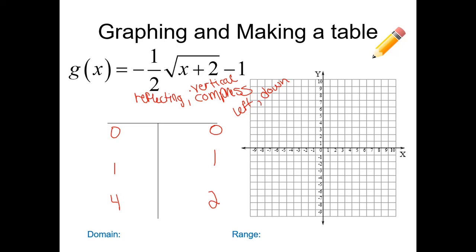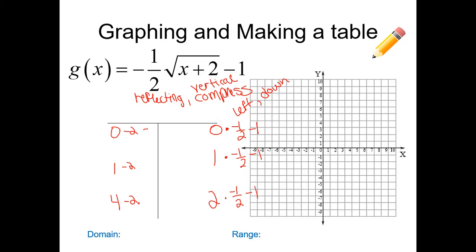So when I'm taking care of these, I'm going to take care of the left and right first, because that's inside of my square root. So I'm going to go -2 on my x values. Okay. Now, I'm going to then take care of the vertical compression and the reflecting. It is a multiplication, so I'm going to multiply my y's because it's a vertical. So I'm going to multiply by a -1/2. The negative is because of the reflection. And then only am I allowed to subtract 1. So I'm going to multiply, then subtract.